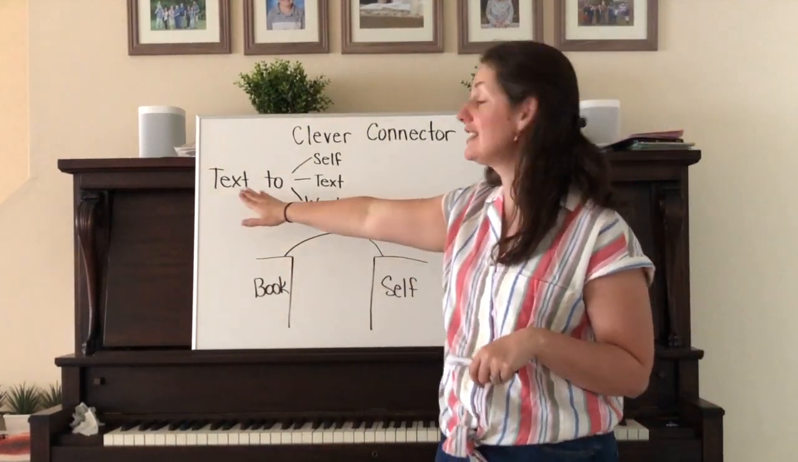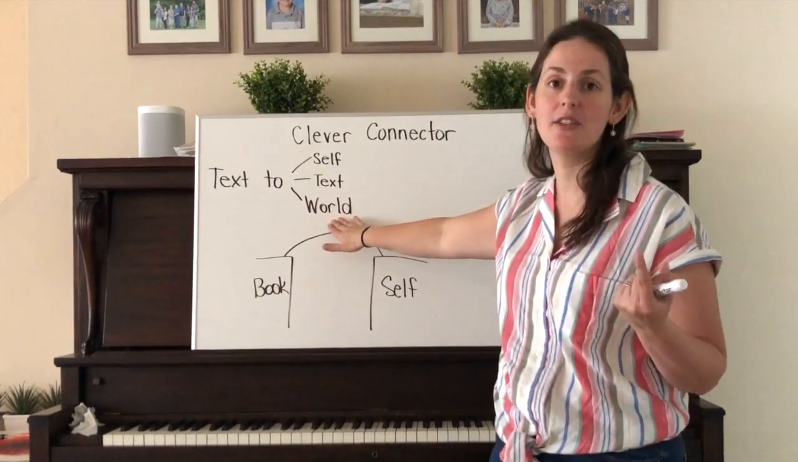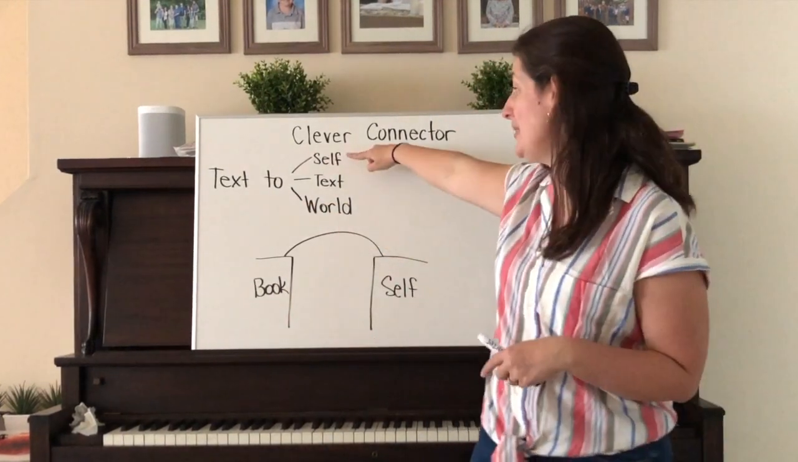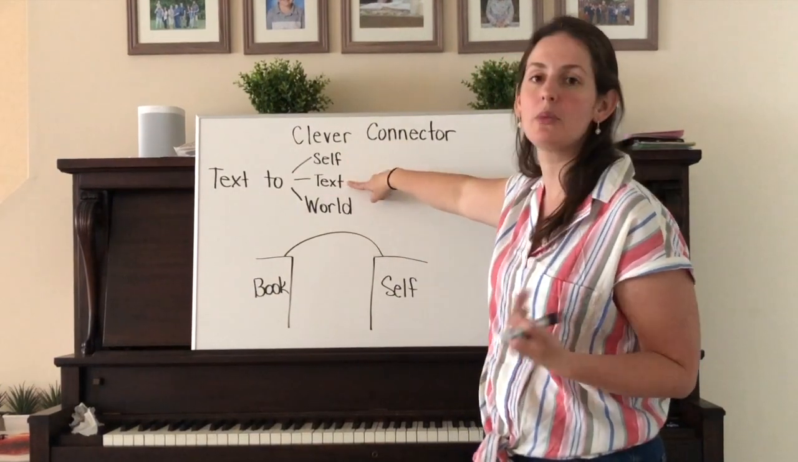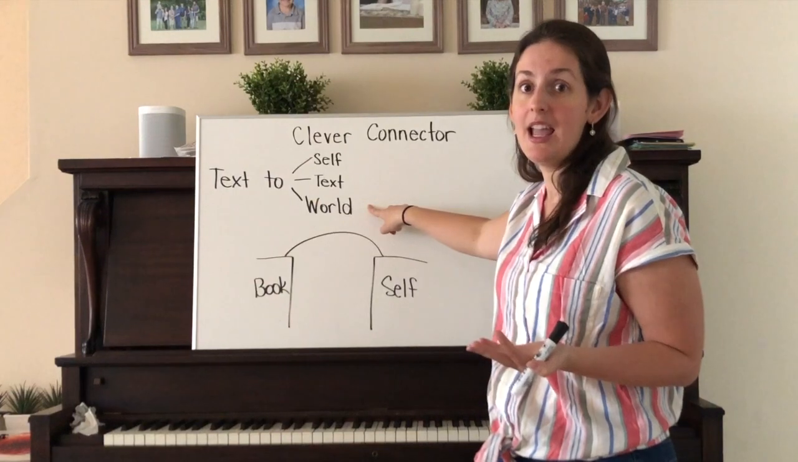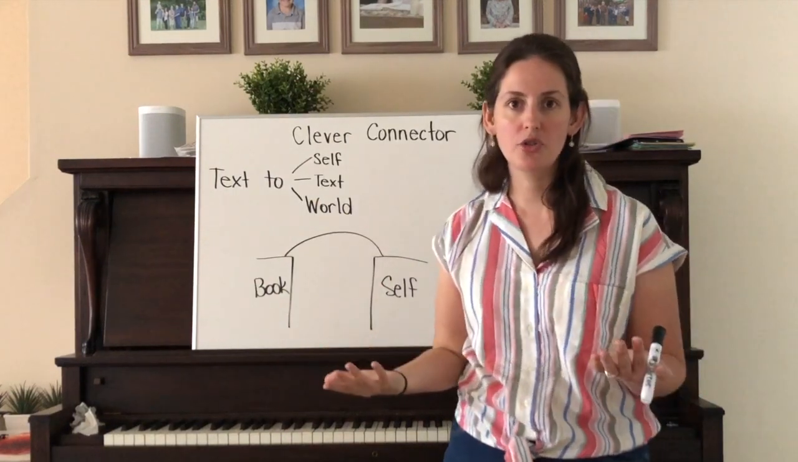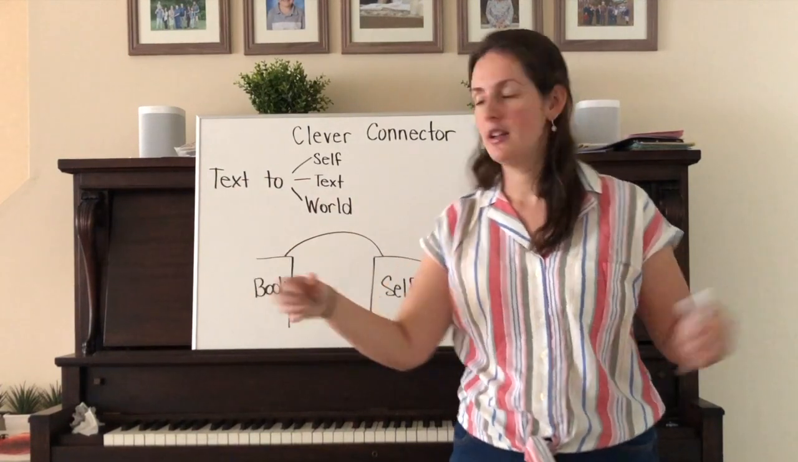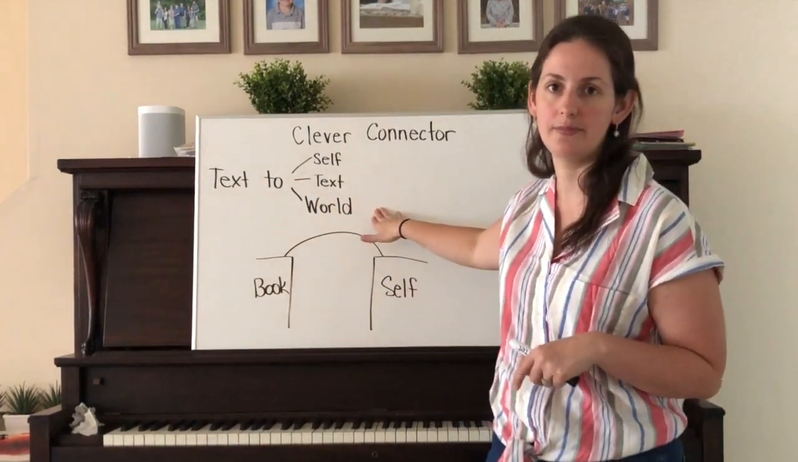Finally, you can connect the book that we're reading to the rest of the world. Maybe you heard about something in the news. It didn't happen to you. You didn't really read about it in another story, but you've heard about something that's happening, or you've learned about another country, or you've learned about something in history, and the book makes you think of that. That would be a text-to-world connection.